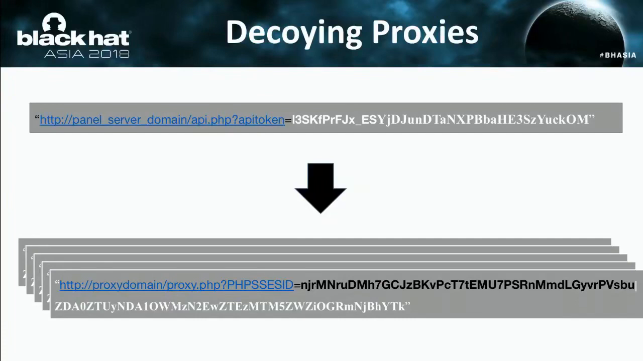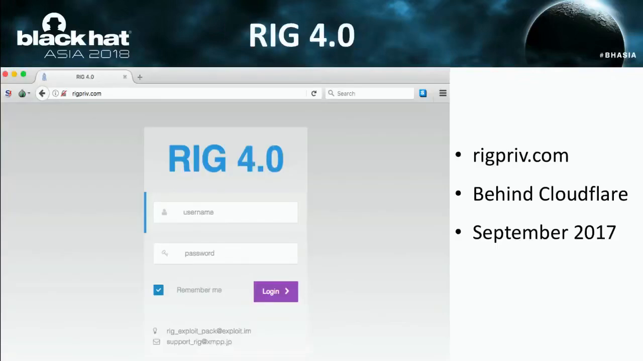So we use this knowledge and try to attack the RIG4 Exploit, currently the latest and the most popular exploit kit. So let's take a look at RIG4 Exploit from now on. So this is the login page to the RIG4 Exploit. It's currently running on rigprev.com. So if you access this site, you will find this login page. And of course, this server is hidden behind the Cloudflare DDoS protection service.